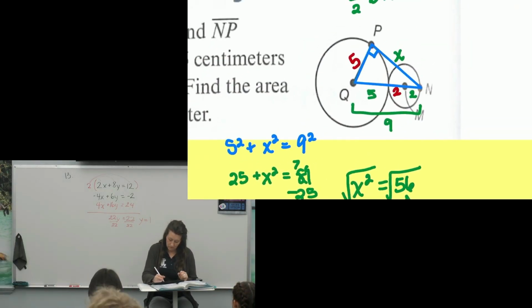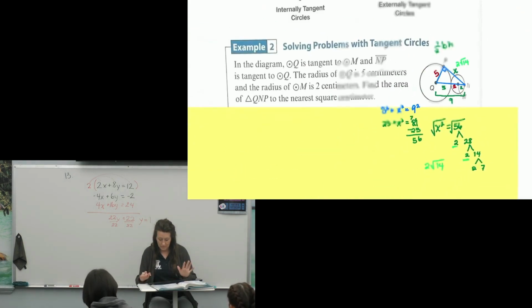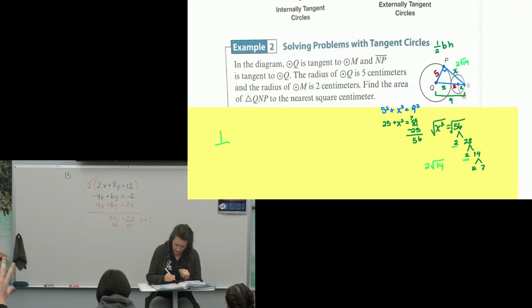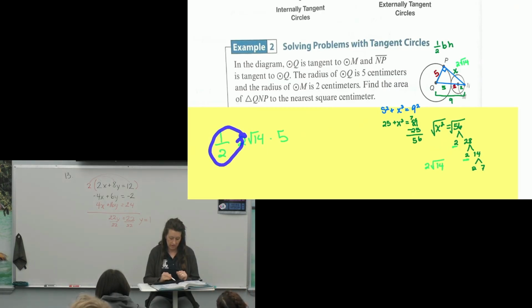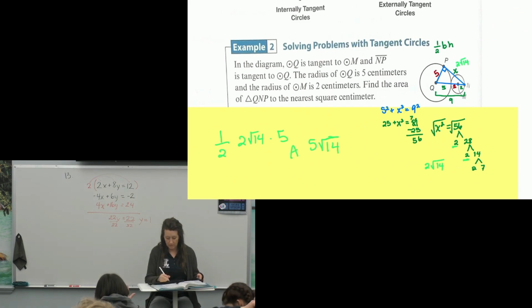Okay, so what do we have? 2 roots of 14. Okay, so if that's my base, then 1/2 times 2 roots of 14 times my height of 5. Can we get 2 roots of 14 as well? If you flip it, I kind of like it right there because then I can just cut that down and that would be 1. So then it would be 5 roots of 14. That would be my area.